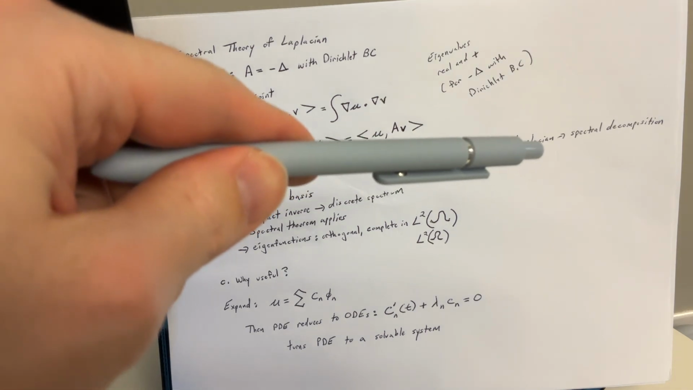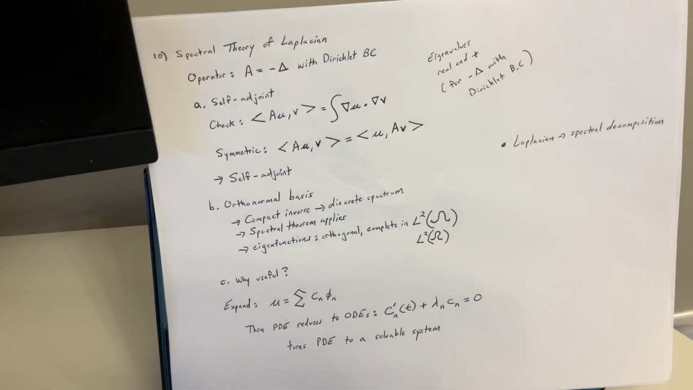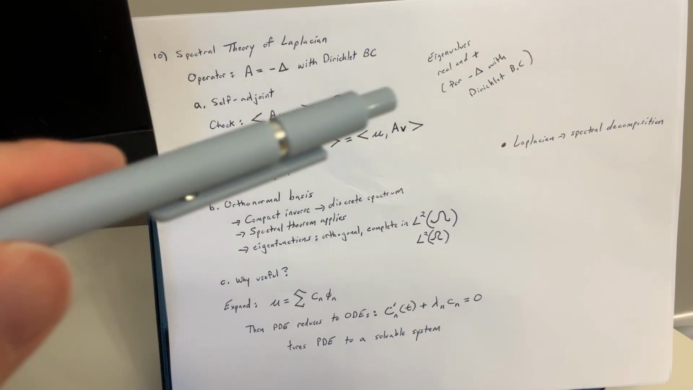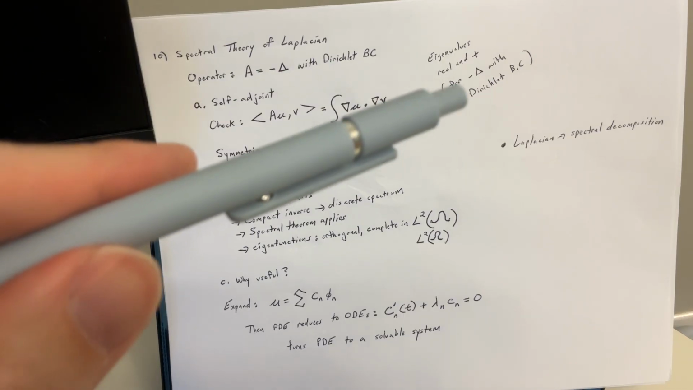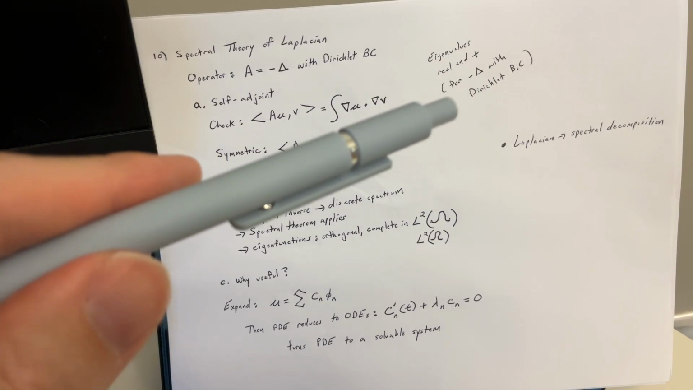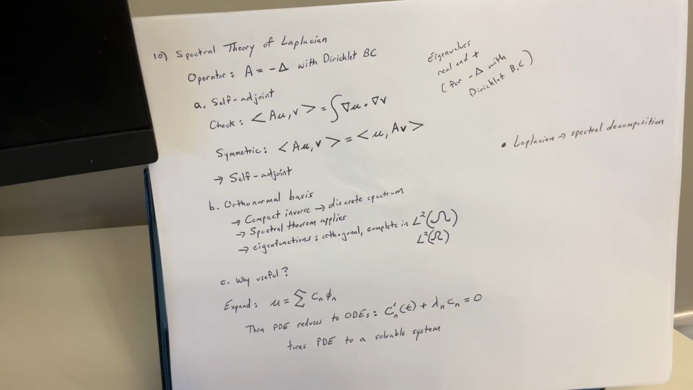So we have a Laplacian leading to spectral decomposition. And just as a side note, the eigenvalues for this are real and positive for the negative Laplacian here with this Dirichlet boundary condition. Okay, so that takes care of number 10, and we're just about done.